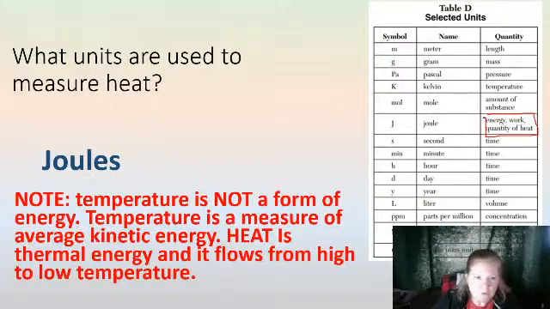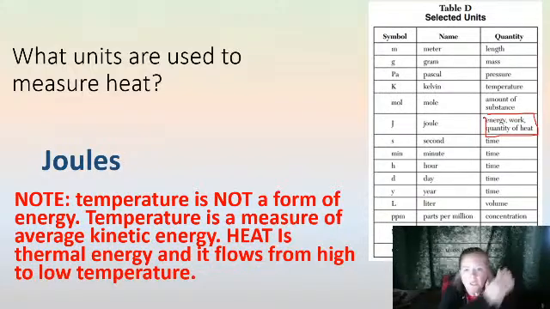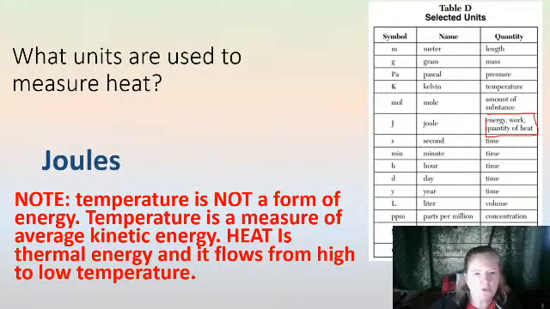Here is an important note. Temperature is not, like capital N-O-T, not a form of energy. Common question. Temperature is a measure of average kinetic energy. Heat is moving energy. So heat is thermal energy, and it flows from high temperature to low temperature. Some requirements, just to cover that real quickly. Objects must be touching for heat to flow.